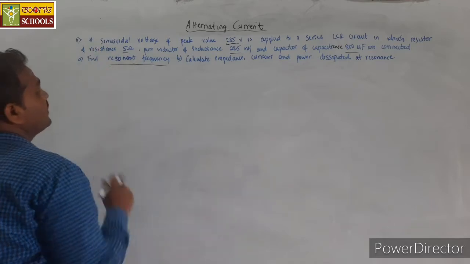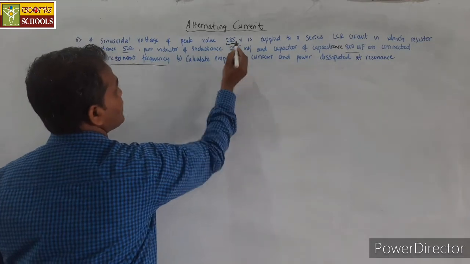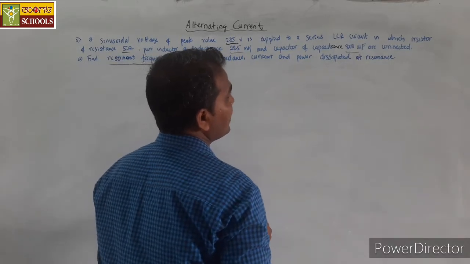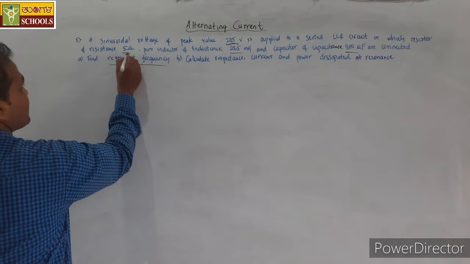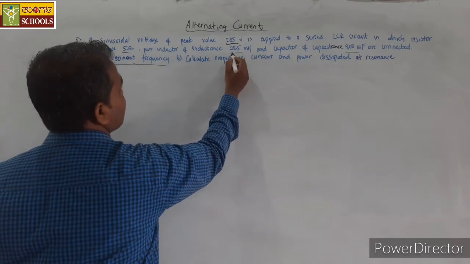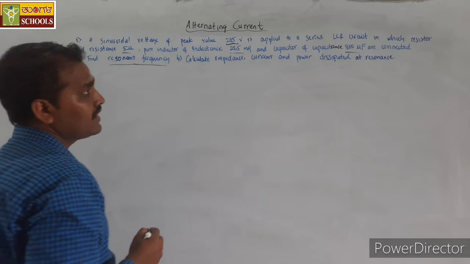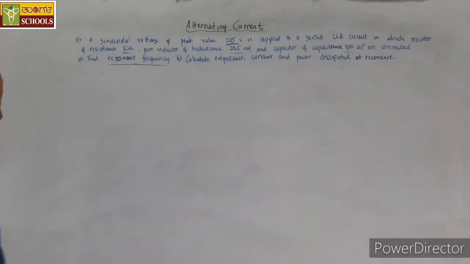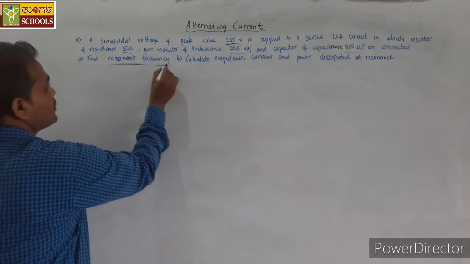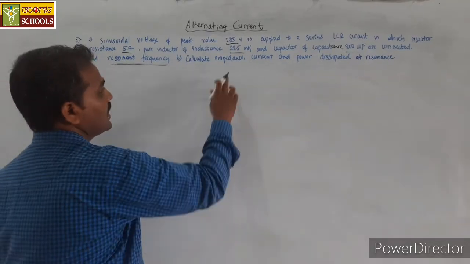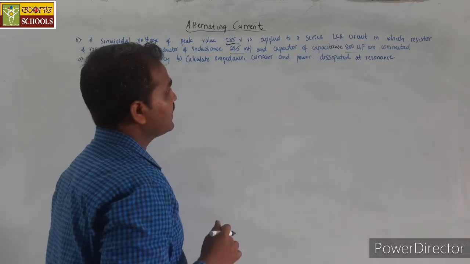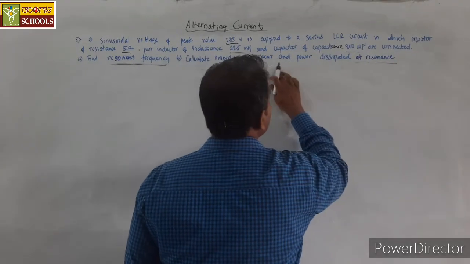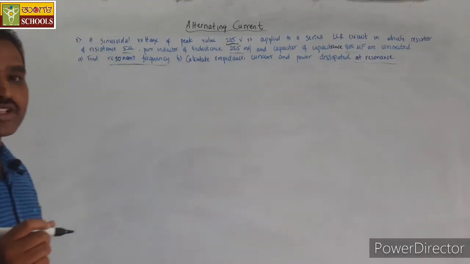It is given that a sinusoidal voltage of peak voltage 285 volt is applied to a series LCR circuit in which a resistor of resistance 5 ohm, an inductor of inductance 28.5 millihenry and a capacitor of capacitance 800 microfarad are connected. We are asked to find the resonant frequency and to calculate the impedance, current and power dissipated at resonance. All these values are to be found out at resonance.